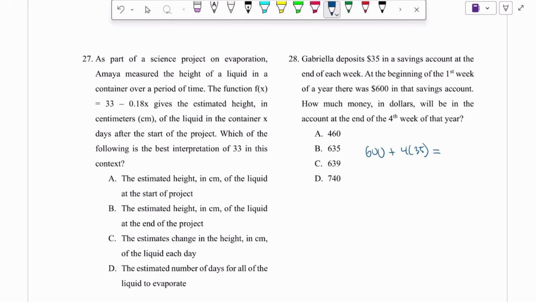Let's break this down one more time. She's putting $35 in a savings account at the end of each week. At the beginning of the first week of a year, so at the beginning of the very first week, she hasn't made a deposit. She's got $600 in there. Okay. By week 4, 4 times 35 is going to give me 140. 600 plus the 140 gives me 740. Done. Answer choice D.